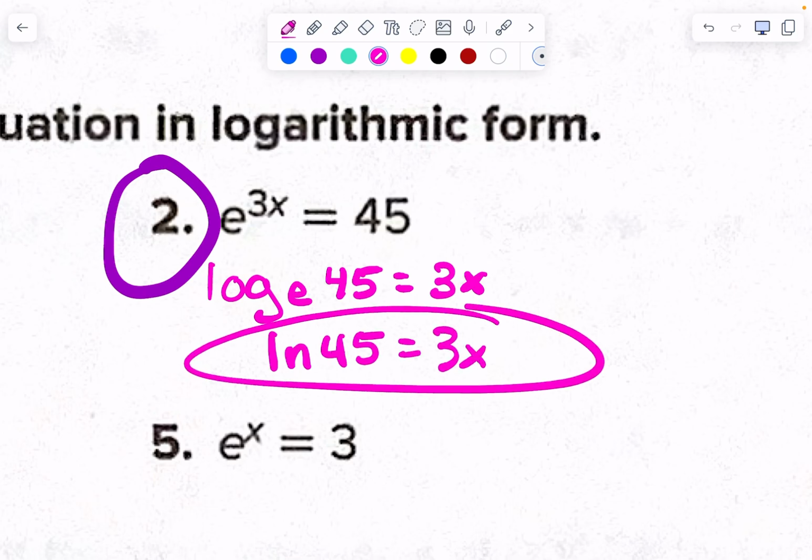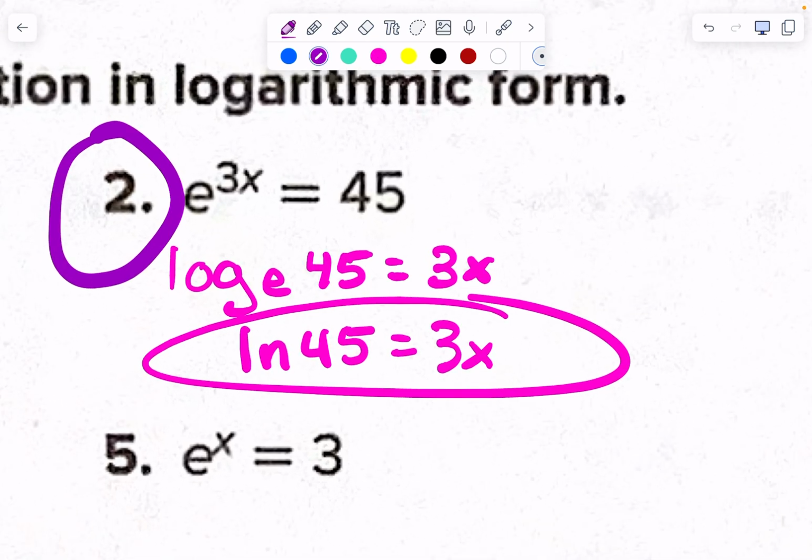Done. Now you can also get to that point by doing this. Instead of switching it, put an ln in front of both sides, right? And that will cancel. So I have 3x equals ln of 45. However you want to look at it, you can either ln both sides, or you can do the switching thing, right? All right.